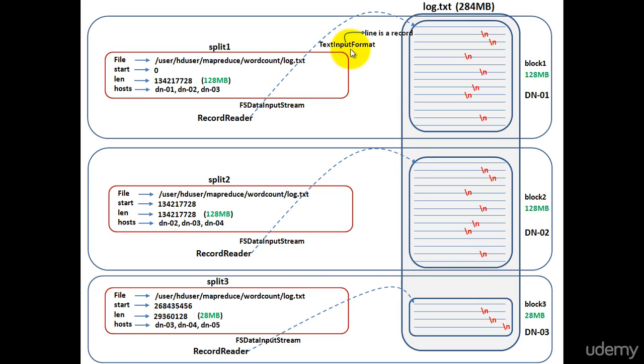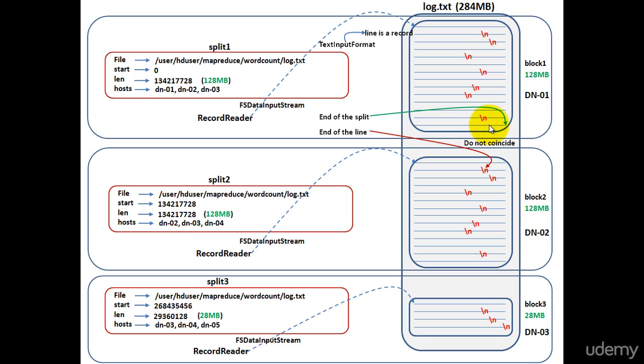Earlier we saw that text input format defines each line as a record. So the record reader must read a line and then generate key and value. If you observe the first block and second block clearly, you will see that split boundary and line boundary do not coincide. They do not end at the same position. So what will happen when the record reader in the first map task starts reading the last line of the split?